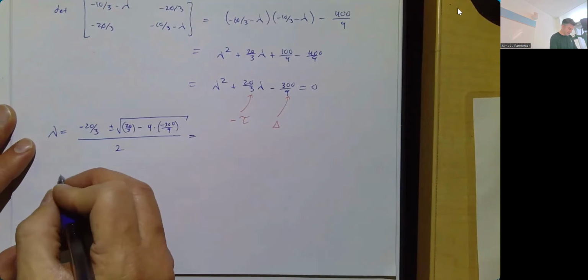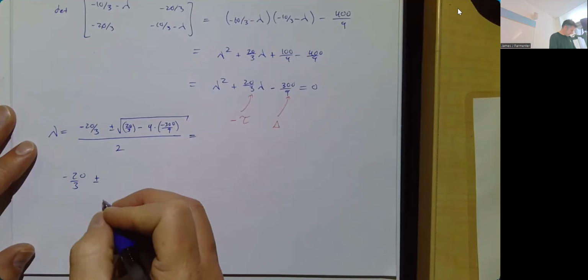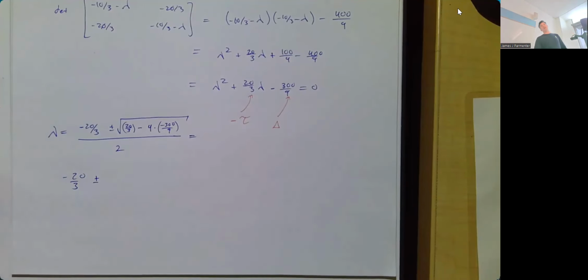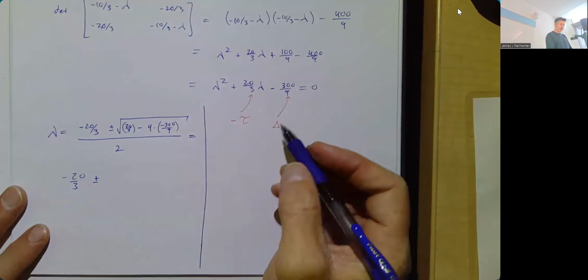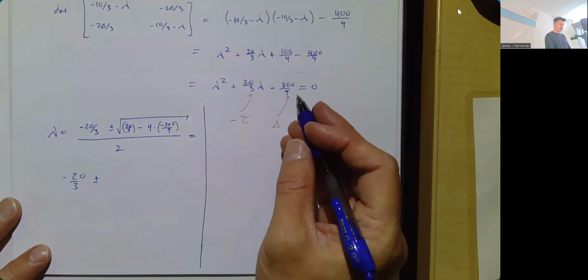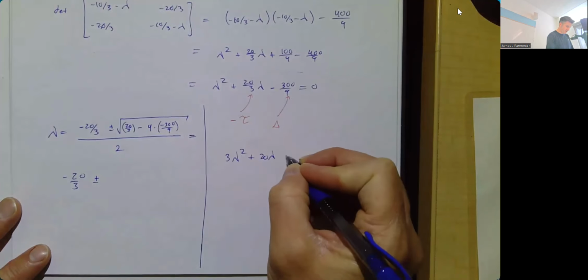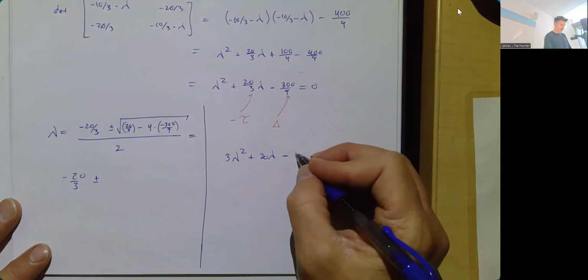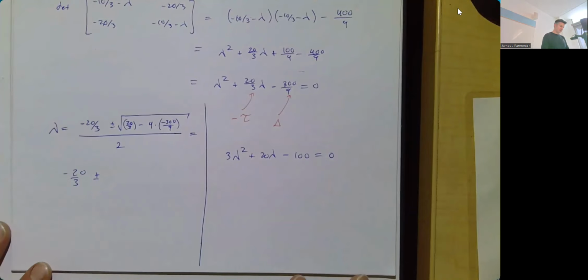Here, if I simplify this, you get negative 20/3 plus or minus. Oh, you know what I should have done? It's not a huge deal, but a way you could have made your life easier, which I was talking about earlier, is let's not deal with fractions. Let's multiply everything by 3 here. 3 lambda squared plus 20 lambda minus 900/9 equals 0. That's probably a better thing to do. Make your life easier on yourself.